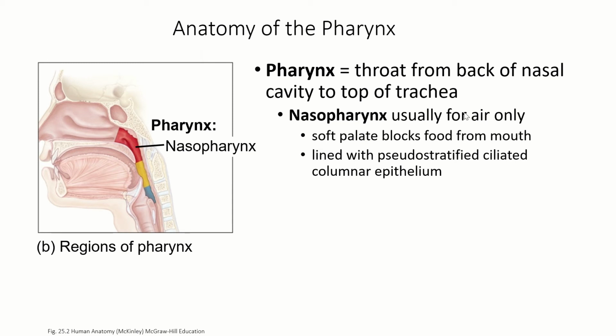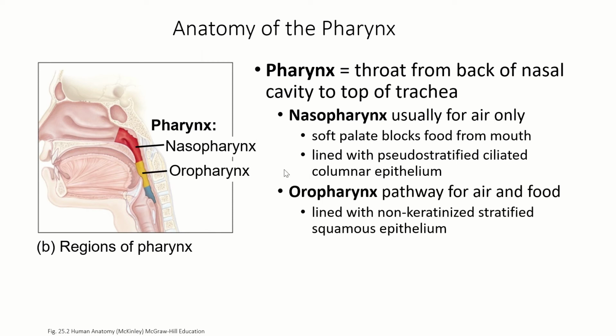Usually only air goes through there, although of course if the uvula doesn't close this off enough, then food can get up there. But of course the soft palate blocks that. It's lined, like the rest of the nasal cavity, with the pseudostratified ciliated columnar epithelium. The next section is the oropharynx at the back of the oral cavity. And like the rest of the oral cavity, it's lined with stratified squamous epithelium.